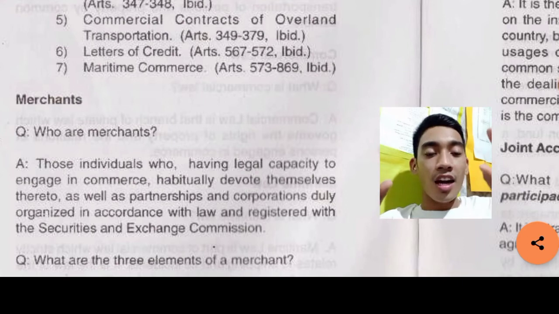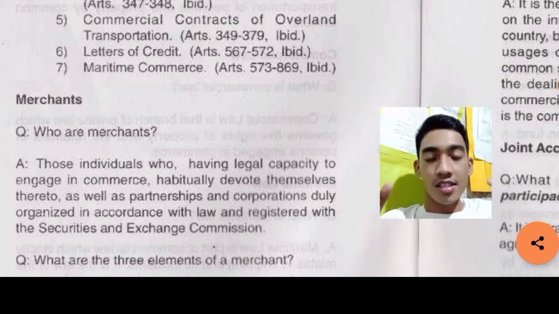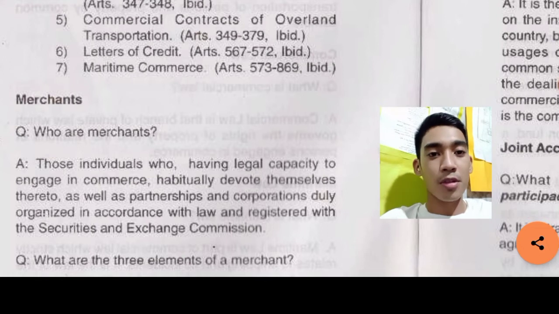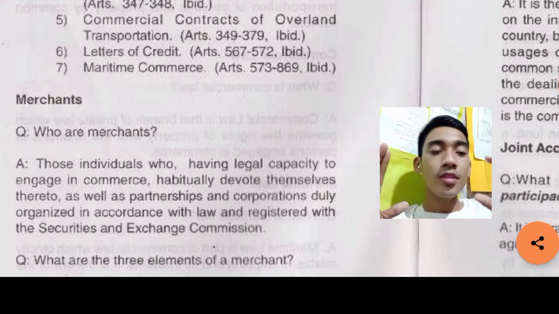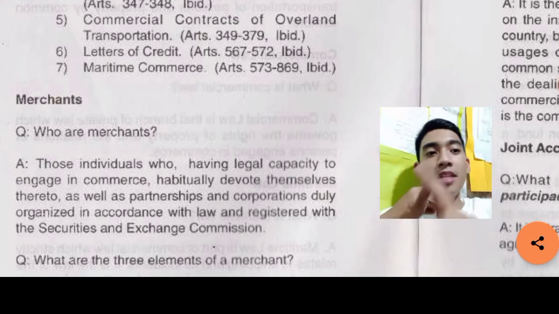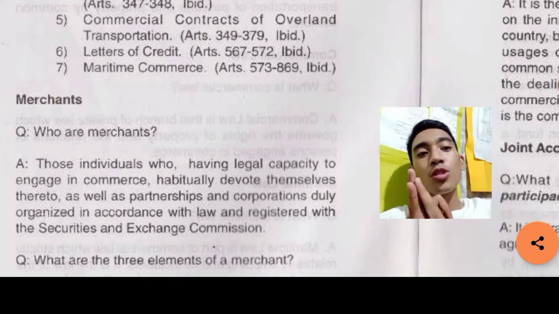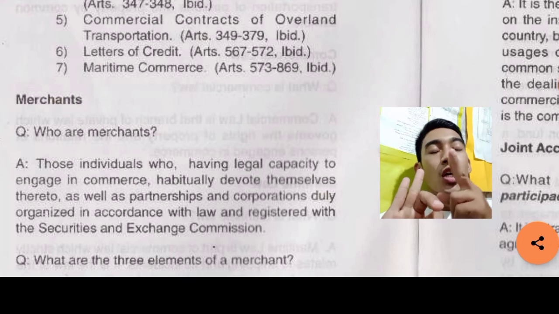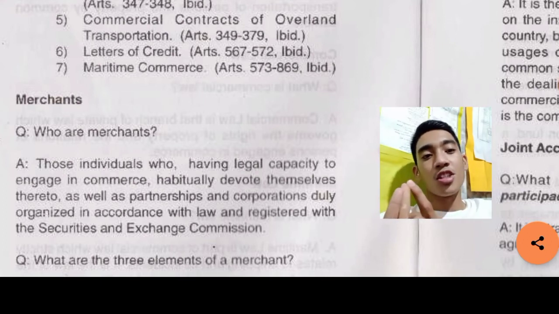Another phrase, habitually devote themselves thereto. It means habitually engaging in commerce. Again, what's commerce? It's the transportation of goods and services in consideration of profit. So habitually devote themselves to commerce, as well as partnerships and corporations duly organized in accordance with law and registered with the Securities and Exchange Commission, the SEC. So again, merchants include individuals with legal capacity, and also partnerships and corporations having juridical capacity. An individual with legal capacity must be habitually engaging in commerce, and partnerships and corporations must be registered with the Securities and Exchange Commission.